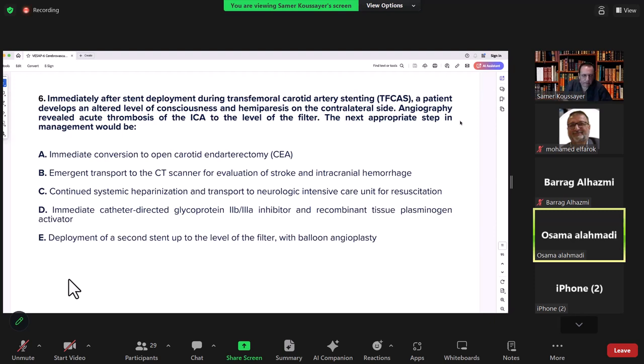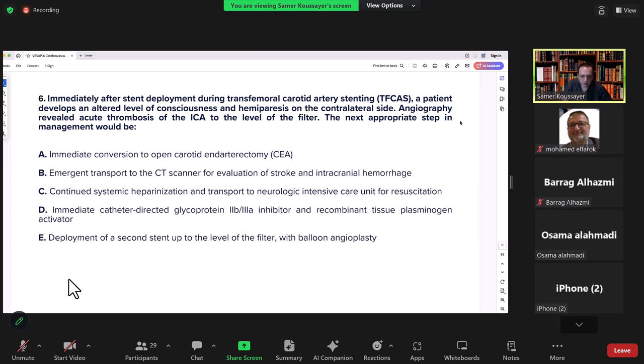Immediate conversion to open carotid endarterectomy. What do you think? Is it a good idea? Just go and open? No, I don't think so. Why not? Because it may cause more damage to the artery, I think. Like anything in surgery, you have a femoral artery thrombosis, you open, do a thrombectomy, and you're done. Why not go and do it open?